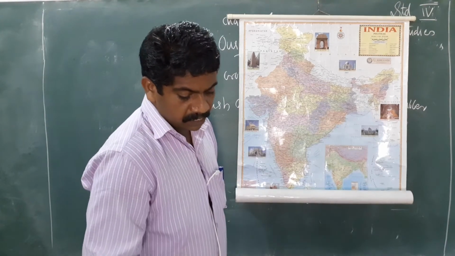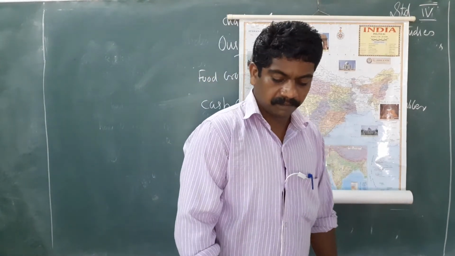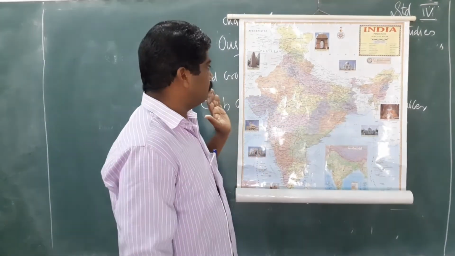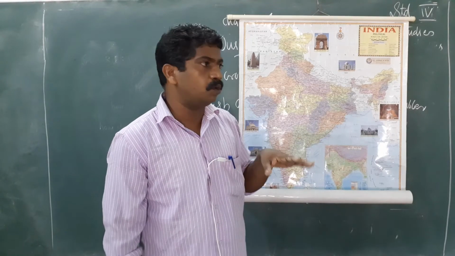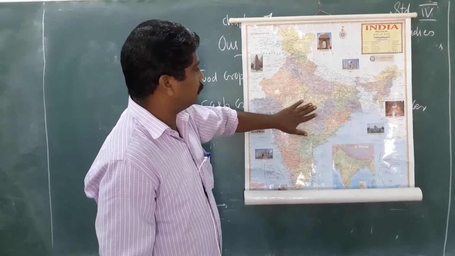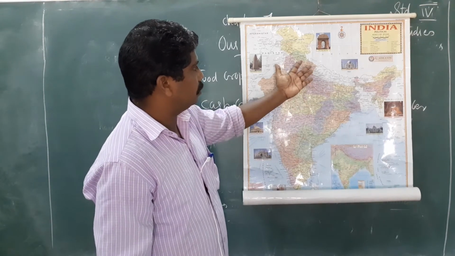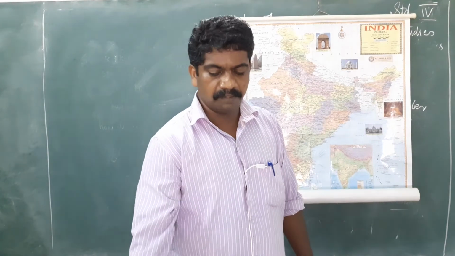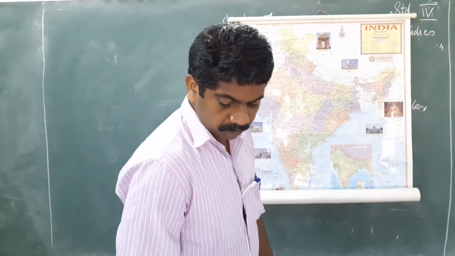Then the next one is wheat. Wheat needs a cold and dry climate. So wheat is grown all over North India: Uttar Pradesh, Madhya Pradesh, Rajasthan, Himachal Pradesh, Punjab, Haryana, etc. In these places, wheat is grown.